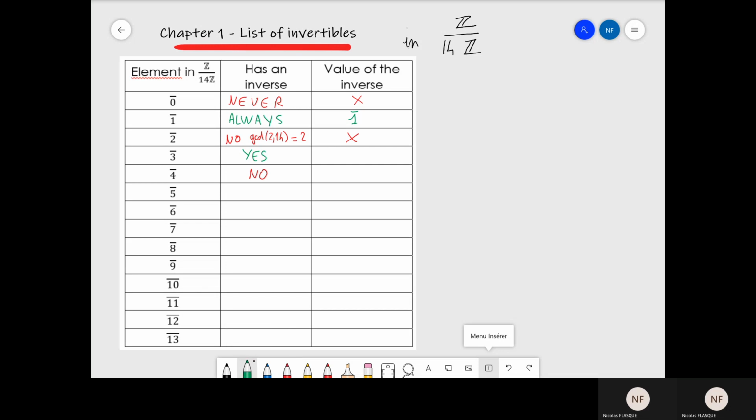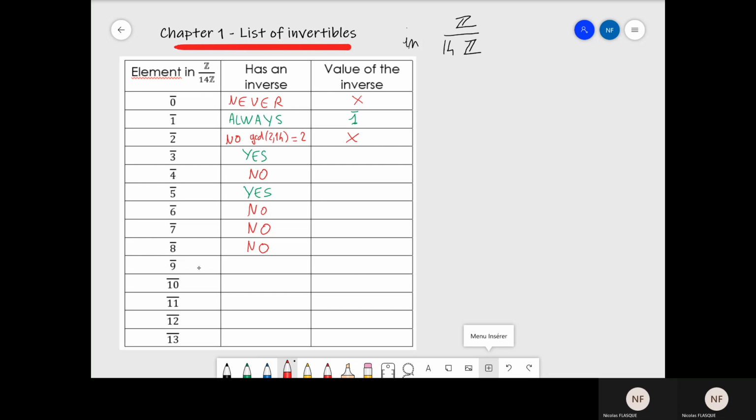The GCD of 5 and 14 is 1. These are relatively prime numbers, so yes. 6 is an even number, so it has a 2 in its decomposition as well as 14, so the GCD of 6 and 14 is equal to 2. Same thing for 7. The GCD of 7 and 14 is equal to 7. So it's not 1. 7 bar has no inverse in Z over 14Z. 8 bar, 8 is an even number. So the GCD with 14 is not 1. Actually, it's 2.